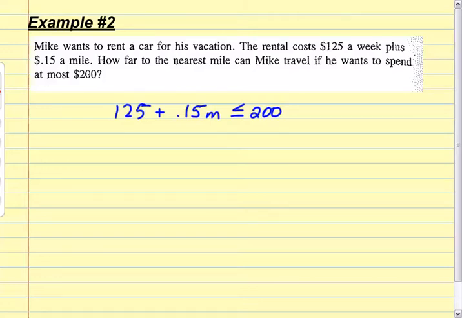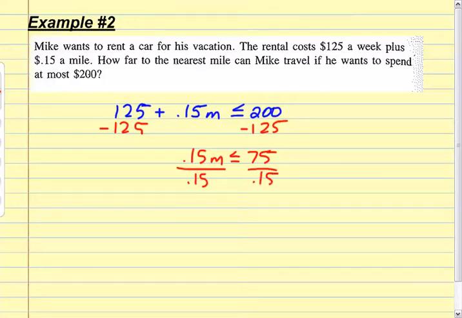So the first thing I'm going to do is subtract 125 from both sides, okay? And that's going to give me 0.15 M has to be less than or equal to 75, okay? Now, I'm going to divide both sides by 0.15, okay? And when I get out my trusty calculator and type in 75 divided by 0.15, that's going to leave me with M, the miles, has to be less than or equal to 500.